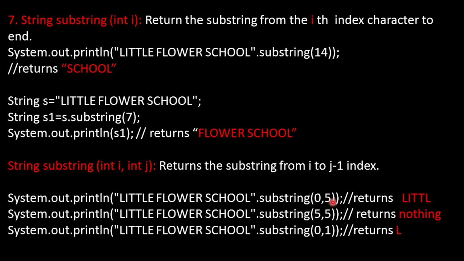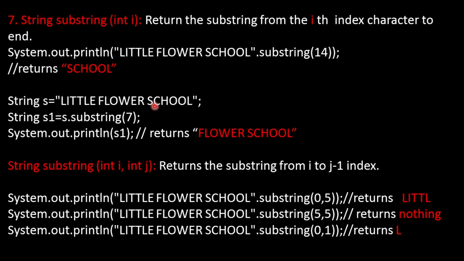Look at here. Little flower school dot substring 5 comma 5. 5 comma 5 means the starting and ending are both the same, so nothing will be returned. Now there is another example. 0, 1. This is the index position 0 and you need a substring up to 1. That means whatever you have mentioned here won't be included. So 0 to 0. What is 0 to 0? L will be returned.